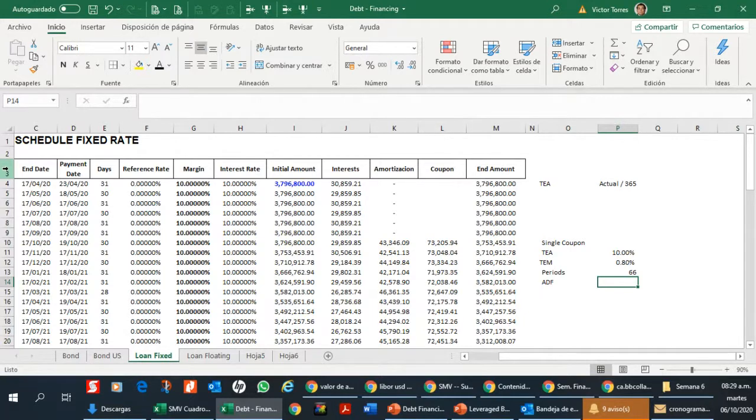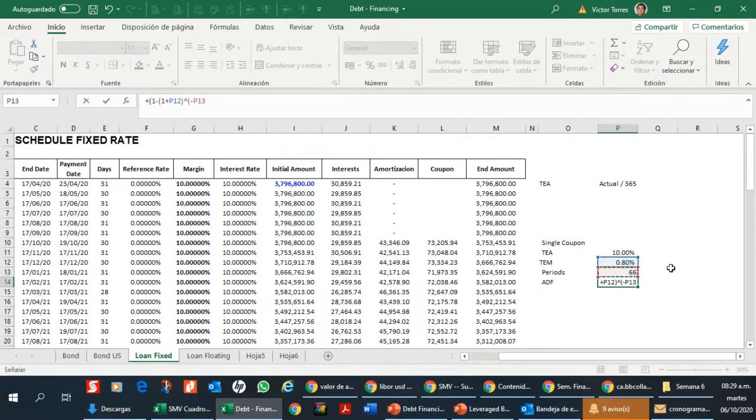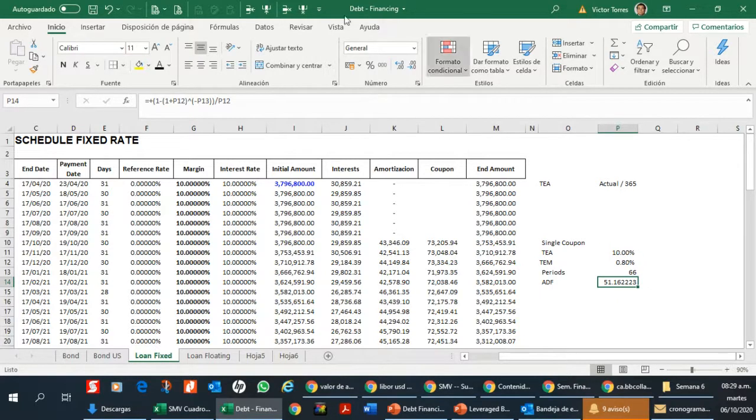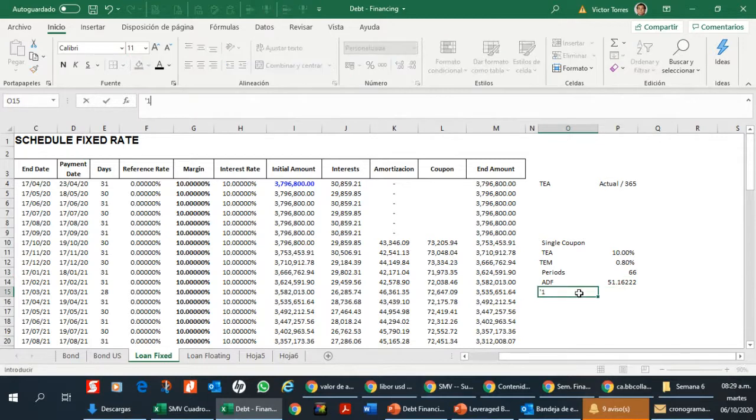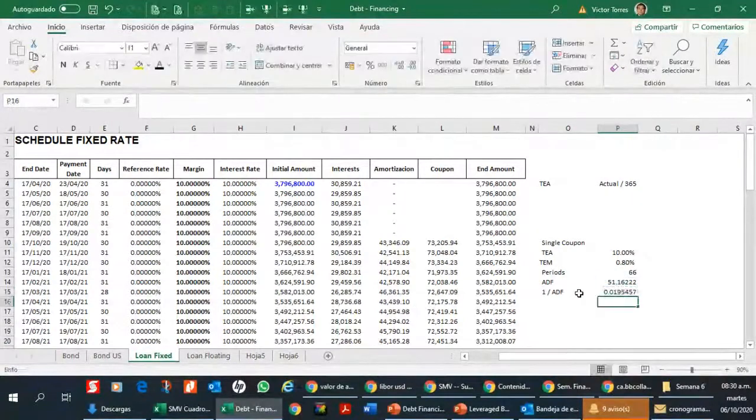Okay, here we go. 1 minus 1 plus the rate to the power of, I hope I make it, minus 65, missing one parenthesis, divided by this rate. Okay, so that's the ADF to bring everything to the present, right? And you need to transform that into 1 divided by ADF in order to come out with the coupon, right?